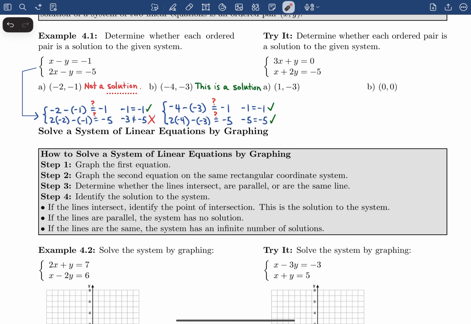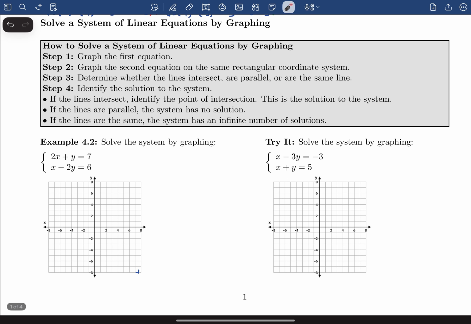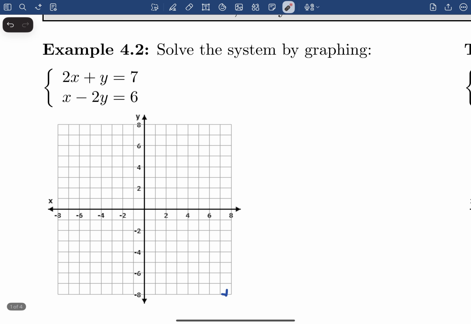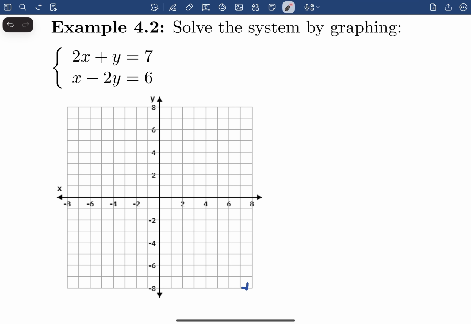Now, the solution is one of 3 options because they either intersected, were parallel, or are the same line. Well, if the lines intersect, identify that point of intersection. This is the solution to the system. If the lines are parallel, then the system has no solution. And if the lines are the same, the system has an infinite number of solutions because they touch in infinite points. Great. Well, let's dive in to this example 4.2, and we're going to solve this system by graphing.